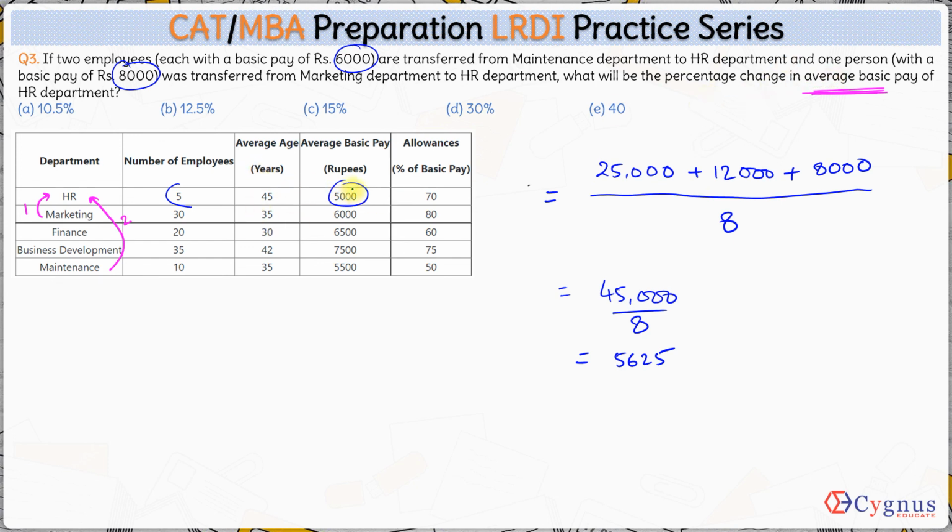Okay. Final question is, what is the percentage change in the average basic pay of the HR department? So the average basic pay goes from 5,000 to 5,625. So the change is of 625 on a base of 5,000 into 100%. So this comes out to be 625 divided by 50. 625 upon 5 is 125. 125 by 10 is 12.5. So this comes out to be 12.5%. Hence the answer is option B here.